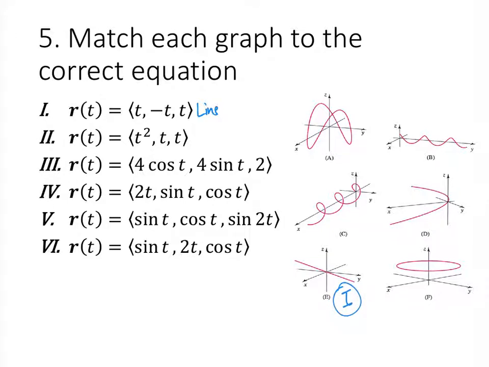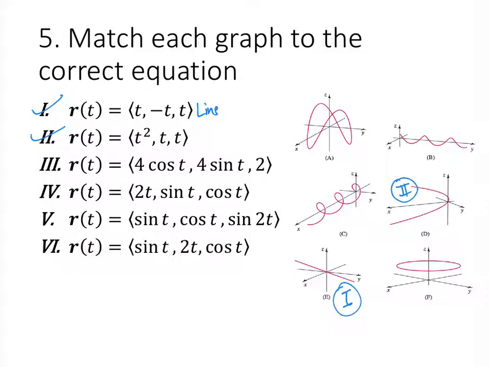Looking at Roman numeral 2, we see that it is the only remaining function that doesn't involve trig functions in some way. We would expect that everything that involves trig functions would have some kind of rotation or spinning or periodic sense to it. So we're looking for a graph that doesn't have anything like that. The only graph that doesn't have any spinning or periodicity is graph D. And so that's going to be Roman numeral 2. So we've checked off number 1 and number 2.